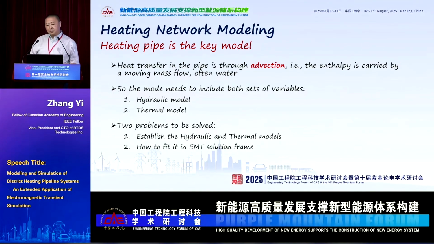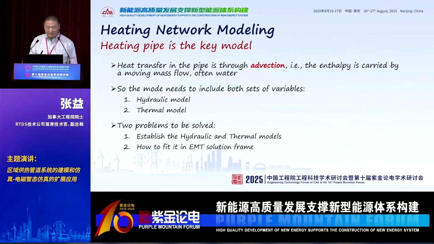If we look at the heating network, the most important component is the pipe. The pipe is the key model. Heat transfer in the pipe is very special. It is called advection.